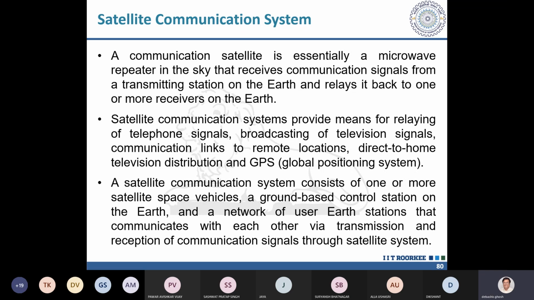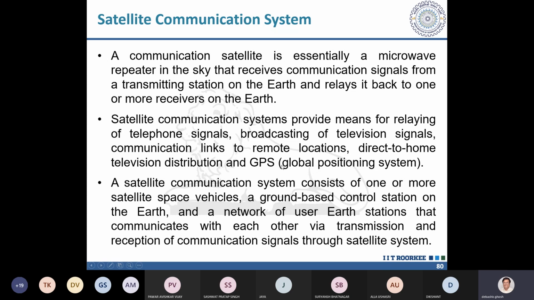Then broadcasting television signals, which includes direct to home television distribution. General television signals also can be broadcasted. Then communication links to many remote locations are also possible through satellite communication.